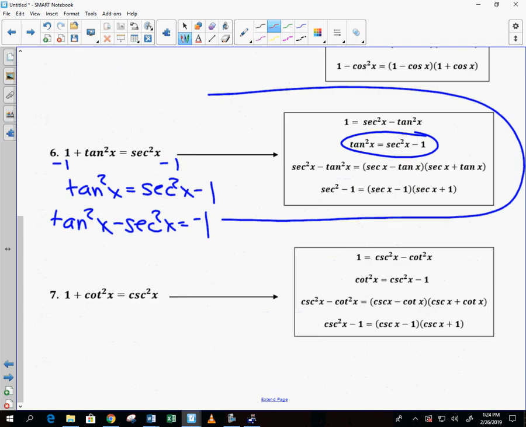Look. See how we have 1 plus tangent squared equals secant squared? What happens if we subtract 1? Well, then we get this, right? And then if you subtract the secant squared from both sides, you get that. So see how I made a new formula that wasn't up on our sheet? Tangent squared minus secant squared is negative 1.